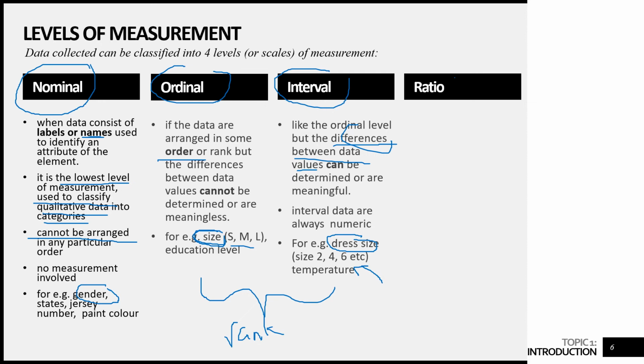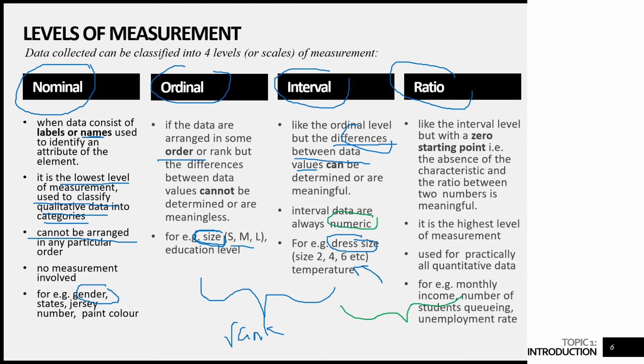Now let's look at the last level of measurement, which is ratio. Ratio is very similar to interval, in the sense that they are both used to measure numerical or quantitative data. But the difference here is that for ratio, there is a meaningful zero starting point. Unlike interval, when we say something is zero, it literally means nothing, or the absence of the characteristic.